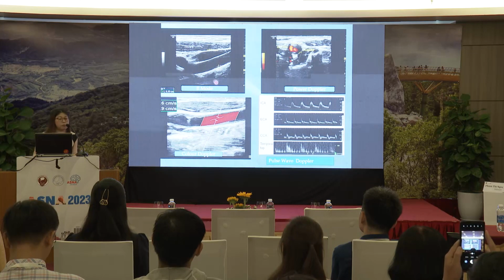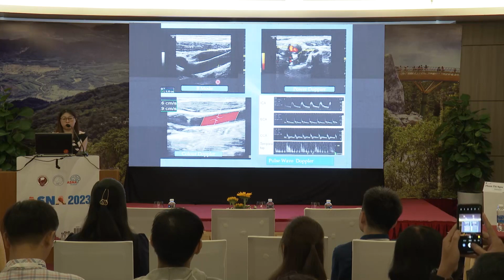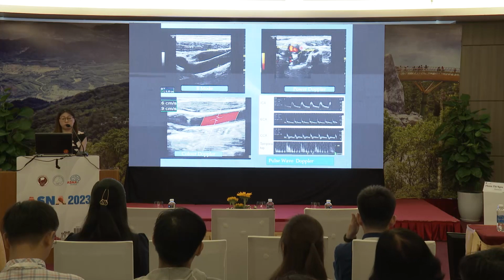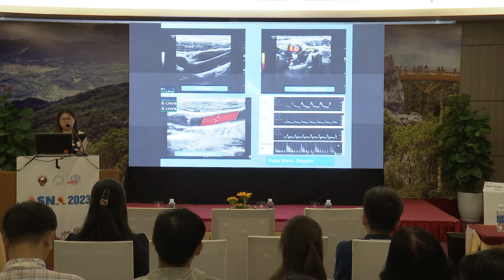After that, this is the longitudinal view, but you can see the cross-sectional view first. By using the cross-sectional view, you can see the ICA and ECA. And then from the cross-sectional view, you go to the longitudinal view. From here, I can show it to you later during the demo.